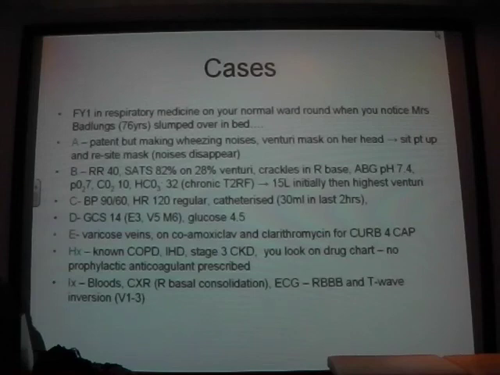So you do the basics: bloods, chest X-ray, which confirms what she's been treated for, right basal consolidation. An ECG shows a right bundle branch block and T-wave inversion. Compare with an old ECG. Yeah, always compare an old and a new ECG, definitely, if you can find one. And what do you think you do?